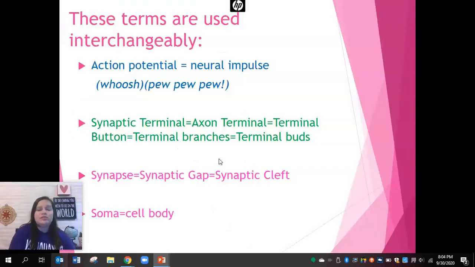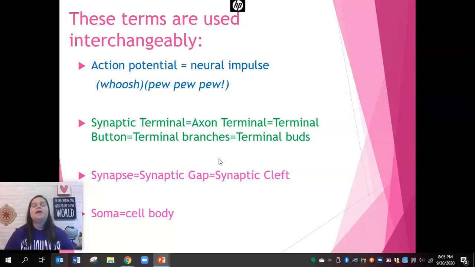So I mentioned that several of those names are used interchangeably, so I'll try to lay it out here to make it a little bit more clear. So the action potential is also called the neural impulse. In class, I like to call it the whoosh, because when we watch one of our video clips, when they show the action potential traveling down the axon, it makes a whoosh sound. Sometimes I also refer to them as pew, pew, because that's how I imagine a neuron firing is, real fast, kind of like that. So any of those. But on the AP exam, don't call it the whoosh, call it the action potential or the neural impulse.